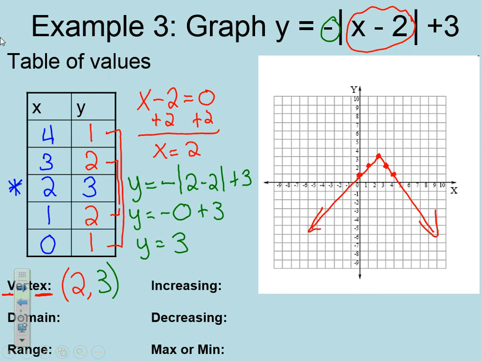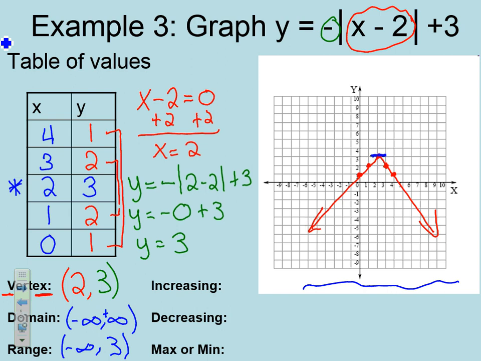Our domain is not going to change. It's still going on forever in both directions, so we're still going to have negative infinity to positive infinity there. And our range, though, is changing a little bit. We have nothing down here in the negative world, so it's going to be negative infinity all the way up to here. This is where we're stopping. We're never going to go past that, so it's going to be negative infinity to 3.